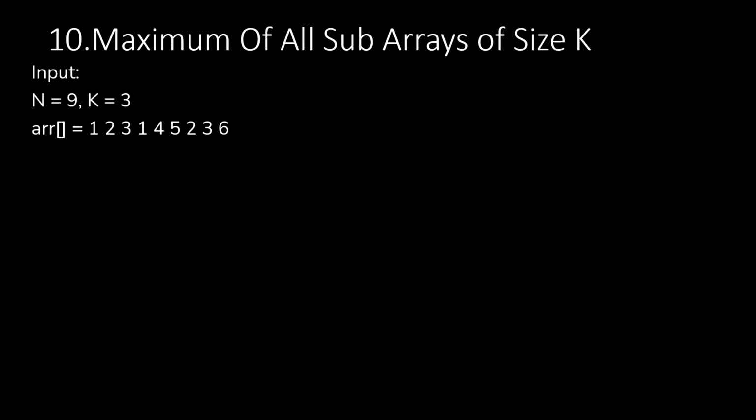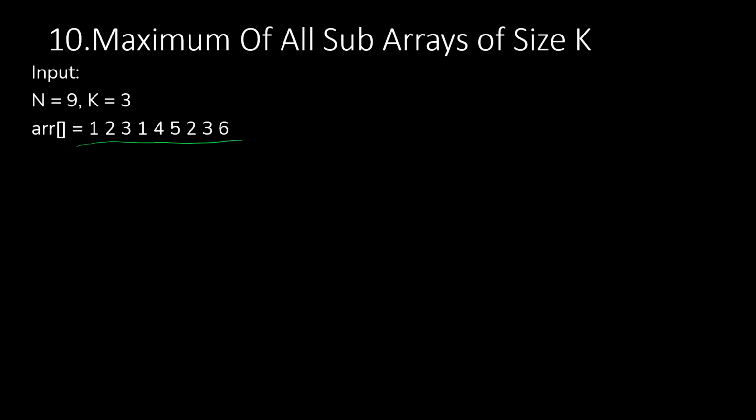Now coming to the meaning of the question. Here we have an array and it contains 1, 2, 3, 1, 4, 5, 2, 3, 6 elements. Now the question is saying, for example 1 2 3 is there, right? So we have to make k-size subarrays inside the given array, and from those k-sized sets we have to take the maximum element.